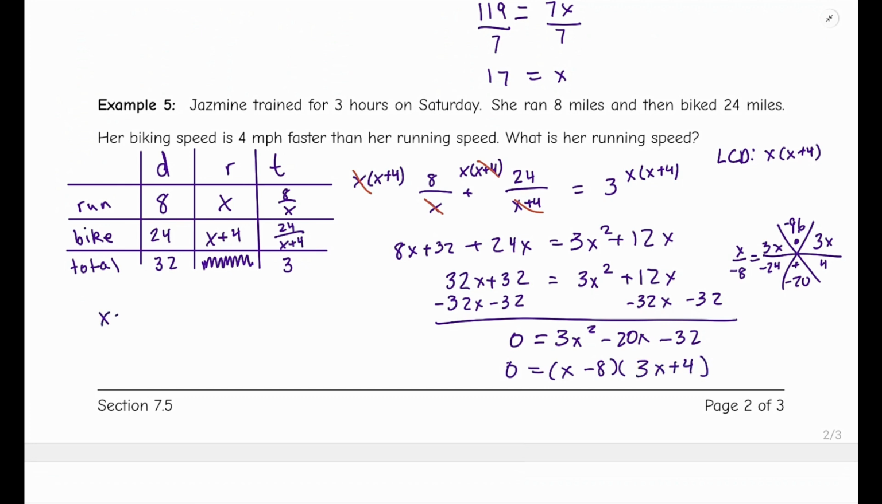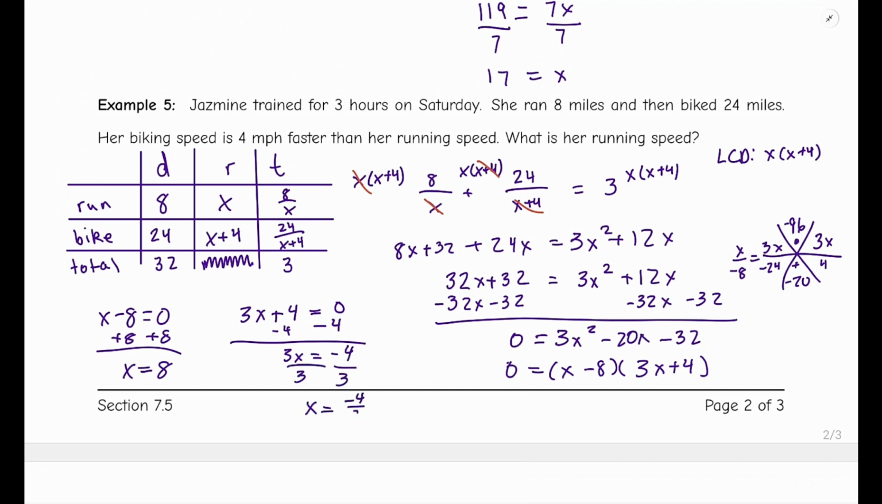So that means x minus 8 equals 0, or 3x plus 4 equals 0. Add 8, add 8, so we get x equals 8. And then subtract 4, divide by 3, divide by 3. So we do have two answers here, and both of them do work with the LCD. But since x is representing her running speed, you cannot have a negative running speed. So our answer is 8 miles per hour.